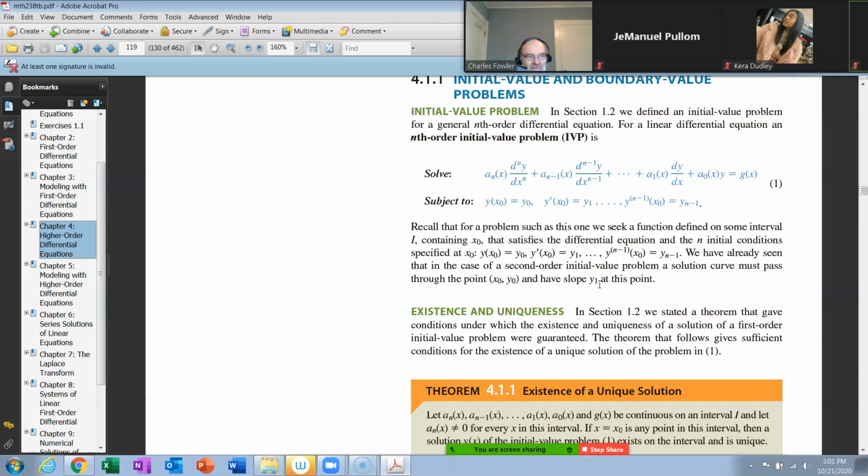Now, remember we stopped a couple of times and talked about existence and uniqueness. In Section 1.2, we stated a theorem that gave conditions under which the existence and uniqueness of a solution of a first order initial value problem was guaranteed. The theorem that follows gives sufficient conditions for the existence of a unique solution of the nth order differential equation, not just first order, nth order. Notice here it gives the following sufficient conditions, whereas up here, sufficient conditions for a unique solution. So this dealt with the uniqueness. You wonder about the existence; I think that's also included here.